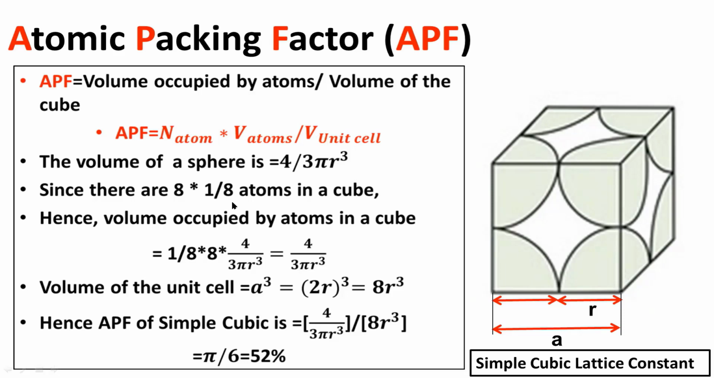Since there are 8 times 1/8 atoms in a cube, the volume occupied by atoms in a cube will be 1/8 times 8 times 4/3 pi r cubed. That is simplified to 4/3 pi r cubed. Volume of the unit cell is a cubed, and we know that a is equal to 2r, hence it becomes (2r) to the power of 3, that is equal to 8r cubed. Hence APF of simple cubic is 4/3 pi r cubed divided by 8r cubed. This comes to pi by 6, and that becomes equal to 52%. It implies that in the total unit cell, the volume occupied by atoms is hardly 52%. It is hardly 50% of the unit cell that is occupied by atoms, and the remaining percent is vacant.